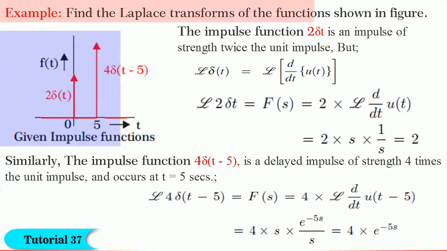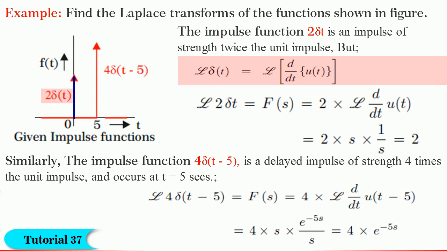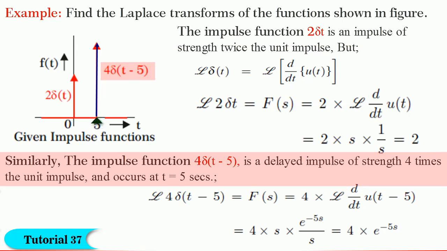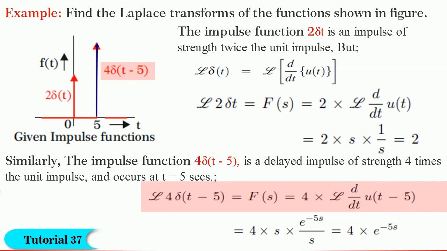Next, we shall find the Laplace transform of the two functions shown in figure. The first function is 2 delta t, which occurs at t is equal to 0. We know that L of delta t is equal to L of d by dt of u of t, or L of 2 delta t is equal to f of s is equal to 2 times L of d by dt of u of t, and that is equal to 2 into s into 1 by s, which will give us 2.